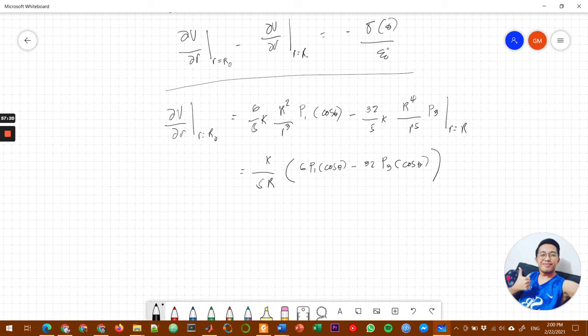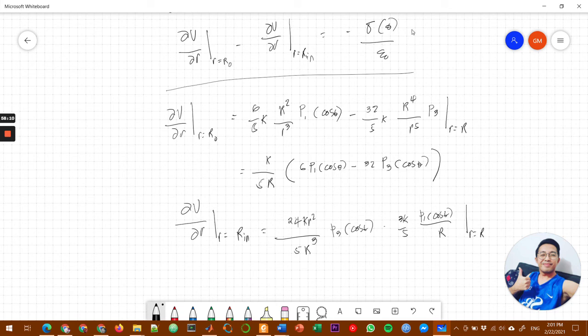Now for the inside, you get 24 k R squared over 5 r cubed, P3 cosine theta, minus 3k over 5 P1 of cosine theta over R, then evaluated at r equals big R.